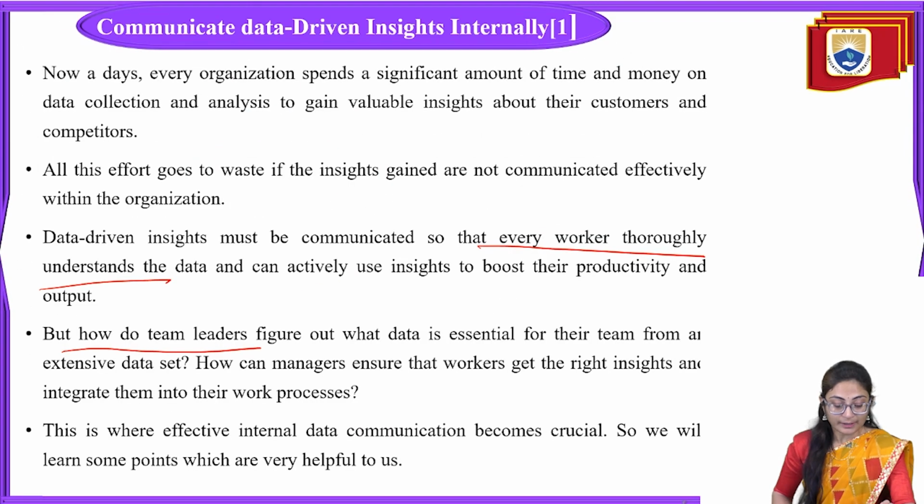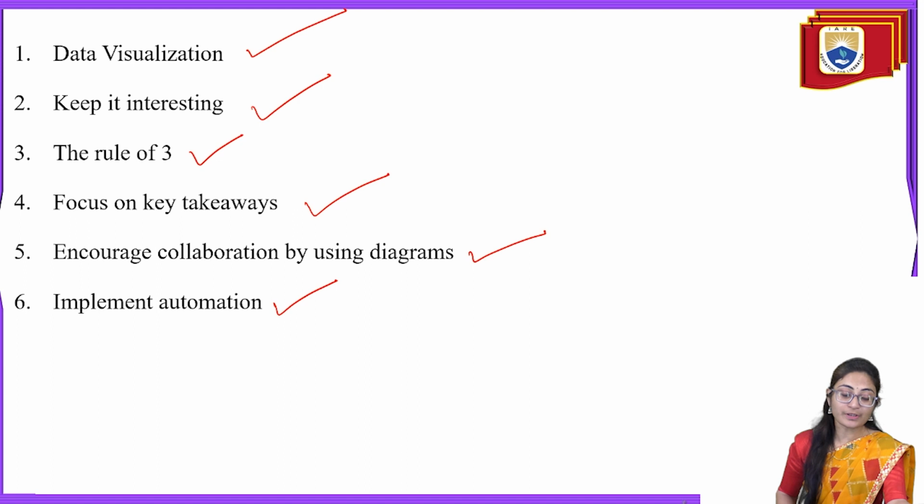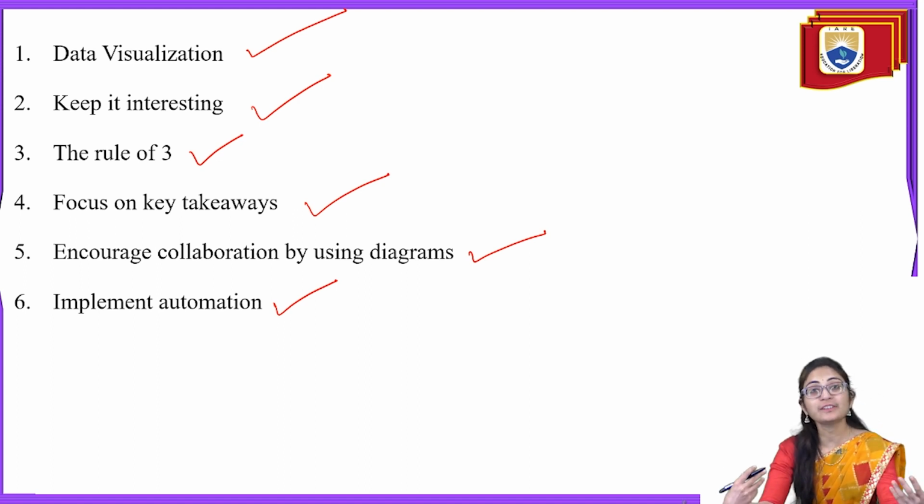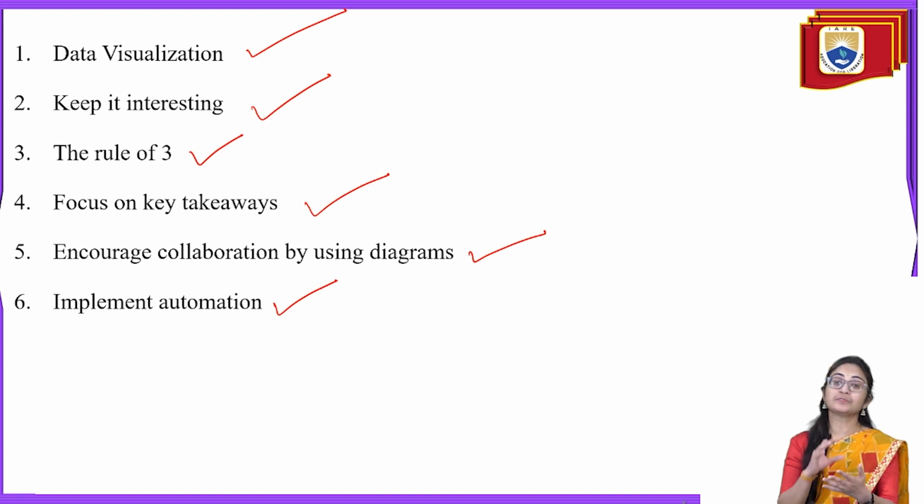Here we have seen six effective methods. First was data visualization, where we visualize our data by using different charts and graphs like a line chart, scatter plot, bar plot and histogram. By using these types of diagrams, we can visualize our data very interestingly. Then the second one is to keep it interesting. Whatever you are doing, applying or experimenting with, you have to keep the interest in that particular data.